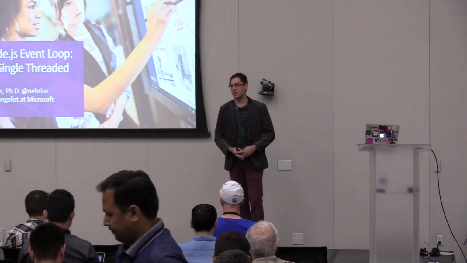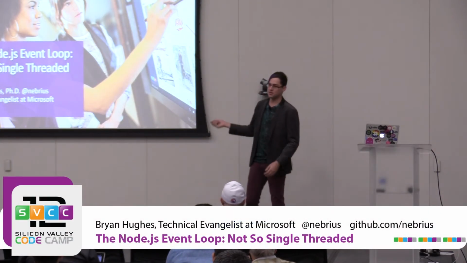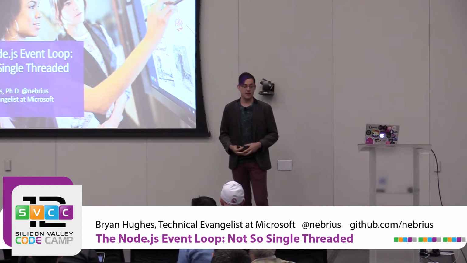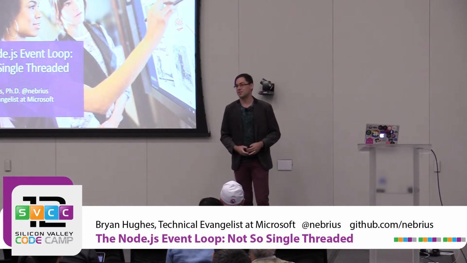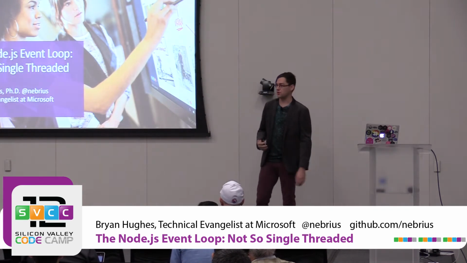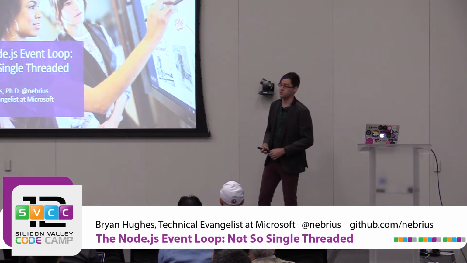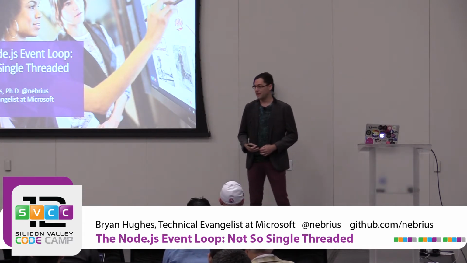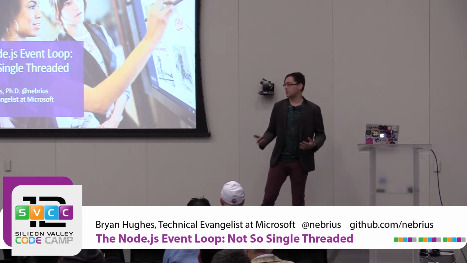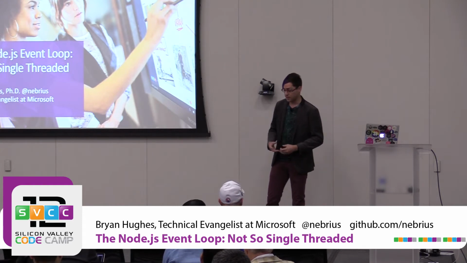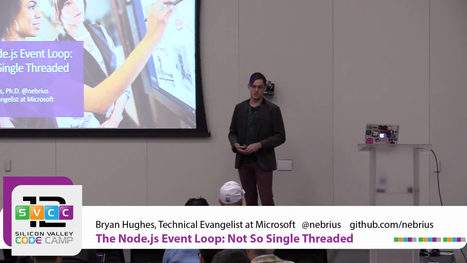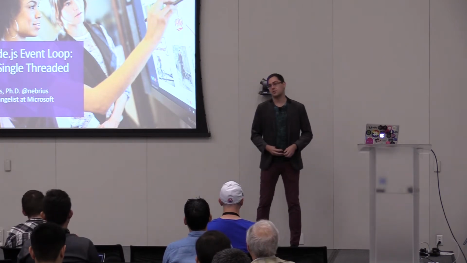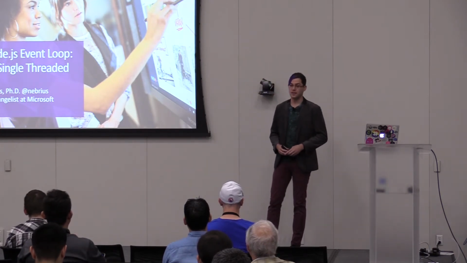Hi, my name is Bryan Hughes. I am Nebrius on GitHub, Twitter, and basically everywhere on social media. And I'm a technical evangelist at Microsoft. I've also been a Node user for a really long time. I first started using Node back in 2011 in the days of 0.4. And I've been doing a combination of that and web development ever since. And for a while, I was actually a leader of the Node.js project as well. I was on the Technical Steering Committee, and I also chaired another committee called the Community Committee.